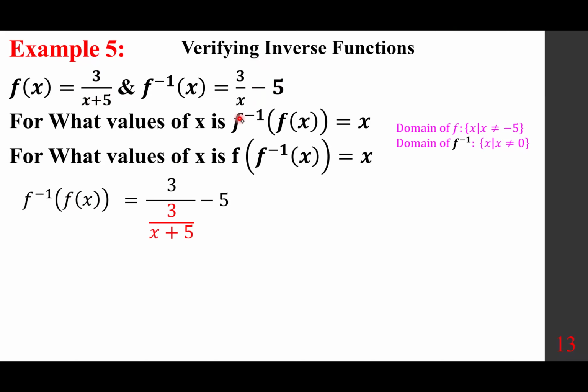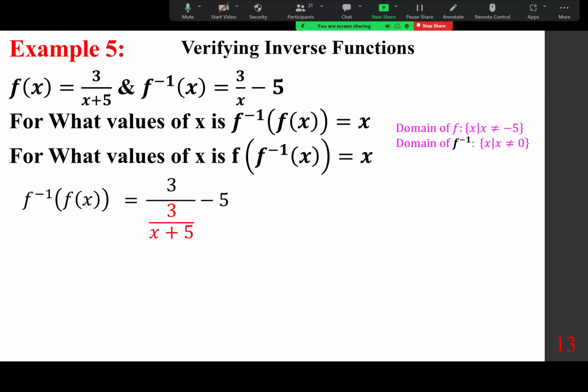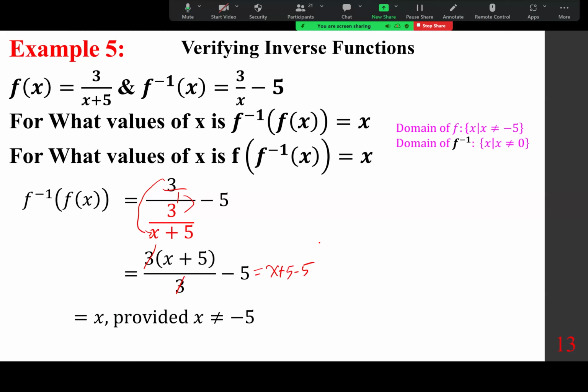So we are dealing with a complex fraction, which means, let's say this is 3 over 1. So multiply these two, multiply these two. These two cancel each other. We get x plus 5 minus 5, which is x. And that is if x is not equal to negative 5, it comes from here. Okay.